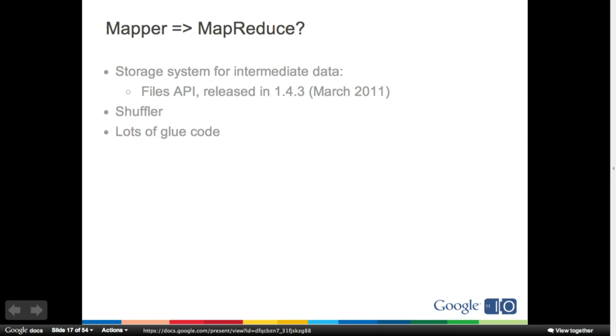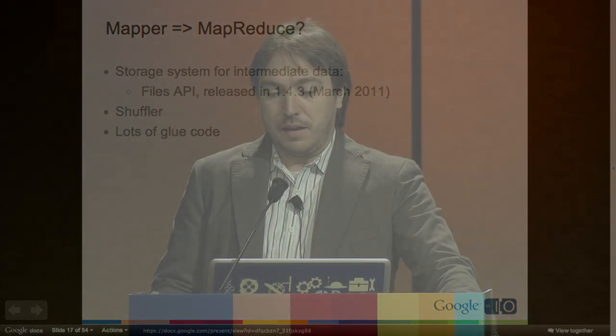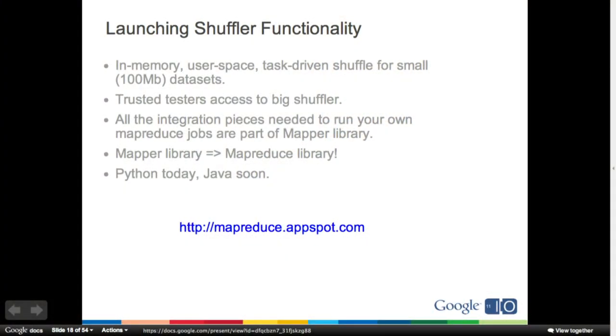We also have to implement the Shuffler service. And Reducer is not a problem, because Reducer is actually the mapper. It just goes over the shuffle output. And of course, we have to write lots and lots of glue code. So today, I'm happy to say that we're launching the Shuffler functionality. And this actually has 2 different functionalities. First of all, we have a full in-memory user space, task-driven, open-source shuffler for kind of small data sets. And by small, I mean hundreds of megabytes, maybe gigabytes, maybe even more, who knows. This is completely open source for Python. Java comes soon. It will be open source too.